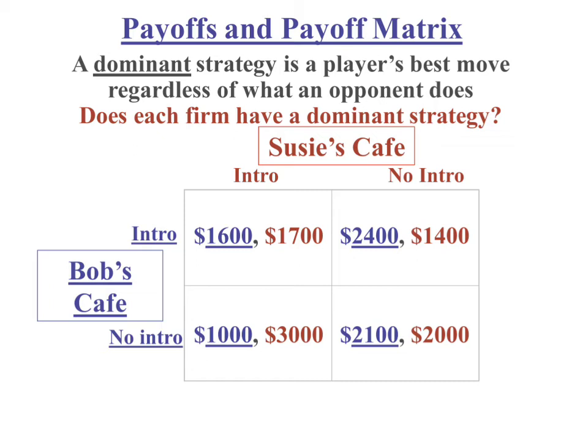Okay, so here we have a typical situation for a very simple game that we're going to be involved in. We're looking at payoffs and a payoff matrix. We're going to be doing this with a duopoly model, assuming we have two firms: Bob's Cafe and Susie's Cafe. Both of these are firms that serve breakfast, okay? Everything related to Bob is in blue, everything related to Susie is in red, okay? Each one of these firms has a choice.